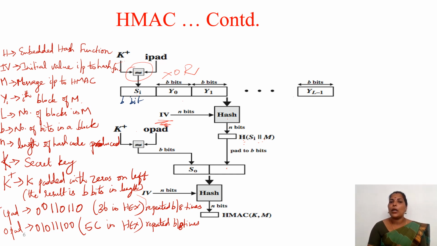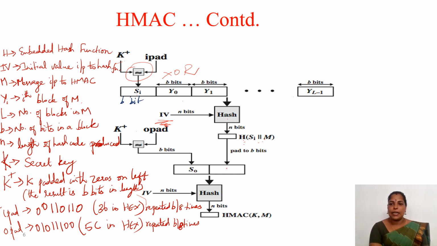Then again K plus is XORed with opad, and we get S0. That S0 is concatenated with H of Si concatenated with M. Then that is applied to the hash function. Here also we have an initial value. Then we get an HMAC of n bits.